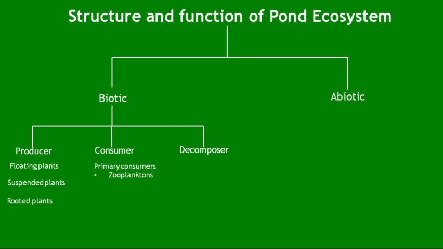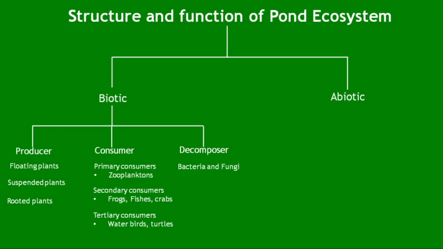And talking about the consumers, we'll have primary consumers, which are usually zooplanktons, which feed upon the phytoplanktons. Then we have secondary consumers in this category. We have frogs, fishes, and crabs. And finally, we have tertiary consumers, which are water birds and turtles. In the category of decomposers, we usually have different varieties of bacteria and fungi in the pond ecosystem.